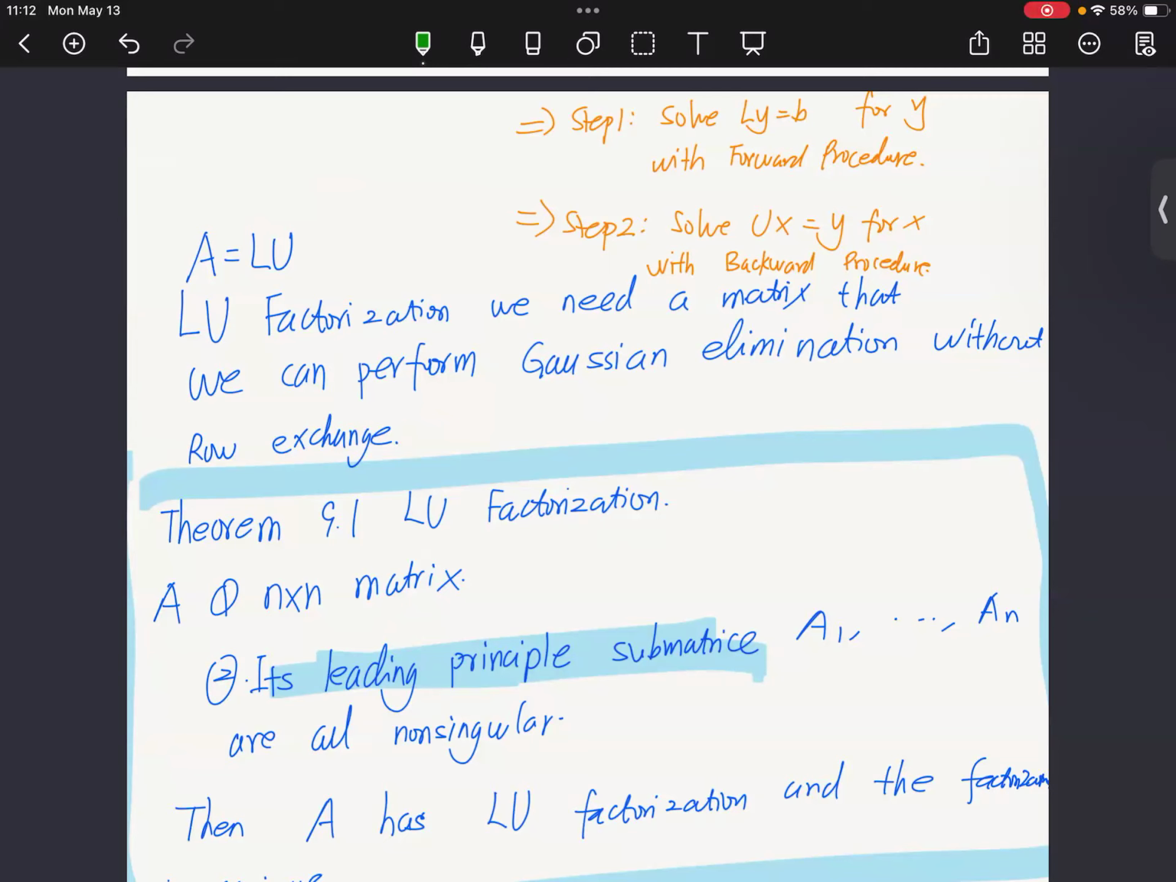So this is the criterion: an M by M matrix. The second criterion is that the leading principal submatrices A1, A2, up to AN are all non-singular. Then A has an LU factorization, and the factorization is unique. This is something I want to mention today. We'll talk about this theorem, not the proof. It's just about the statement.